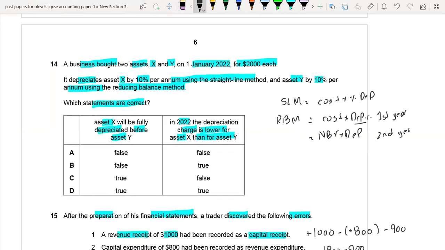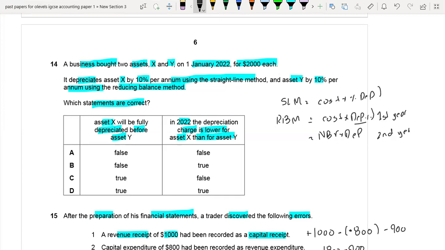And how can we find out the net book value? Cost minus the previous year's depreciation. Okay, so we will be finding the net book value. So it means that in the first year, the depreciation charge would be the same for both of the assets, not in 2021. Depreciation charge is lower for asset X than for asset Y? Both will have the same depreciated amount.